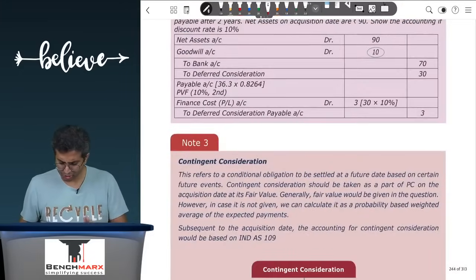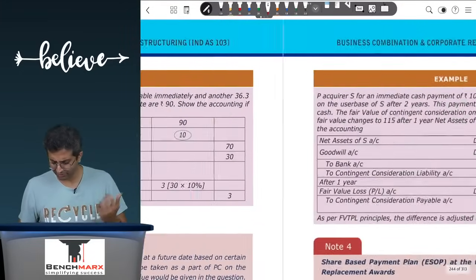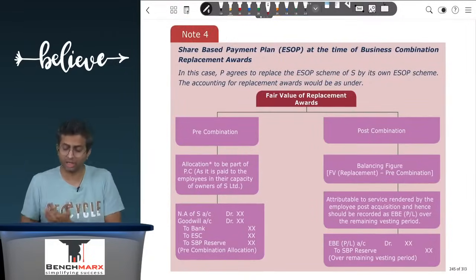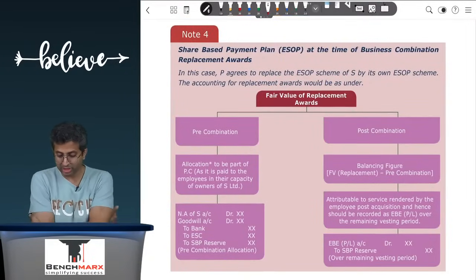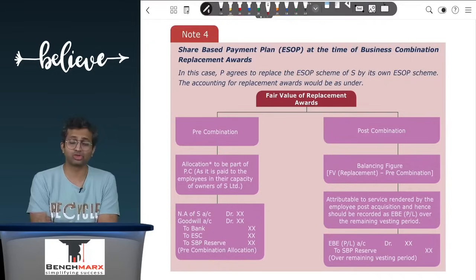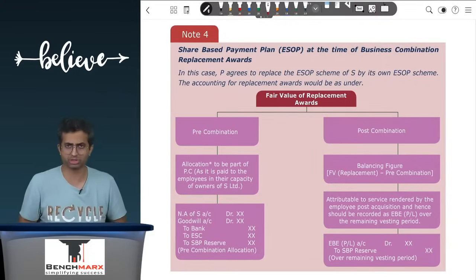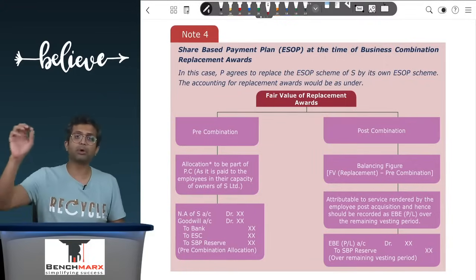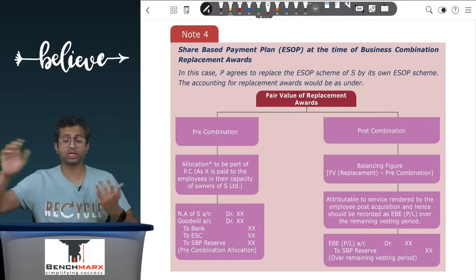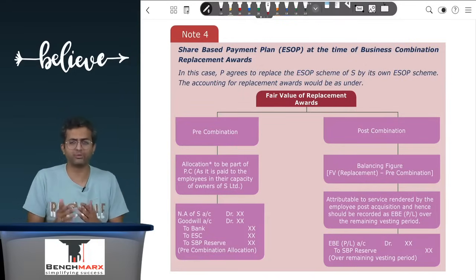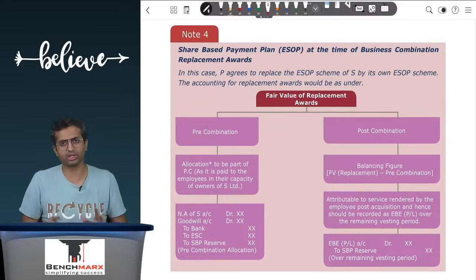So there are some notes over here for contingent and deferred consideration, examples, etc. When you look at the replacement awards, which is there in your note 4 over here, the pre-combination allocation can be determined as the fair value of the original award as on the acquisition date into the number of years served, that is 2 years, upon the longer of the original vesting period or the revised vesting period.